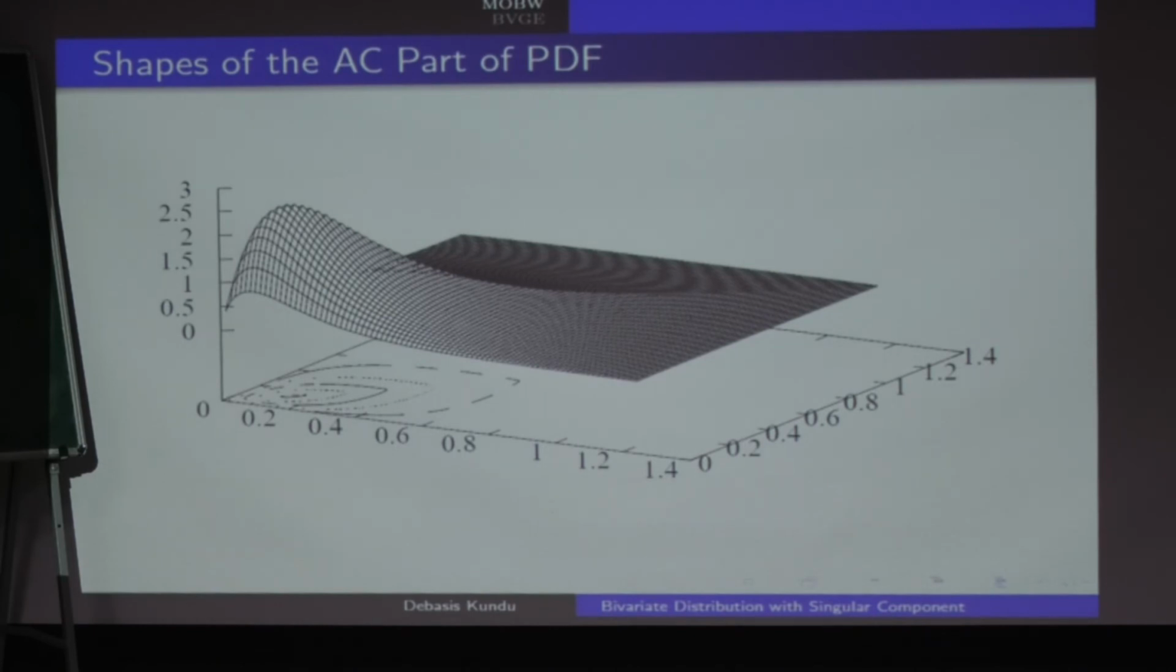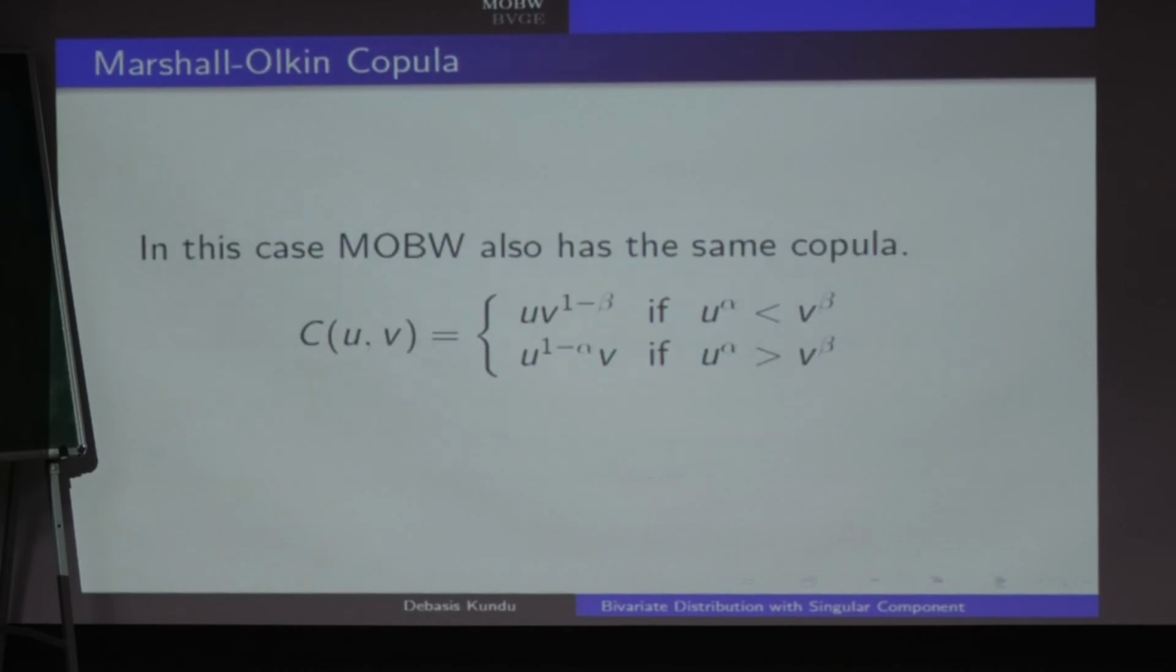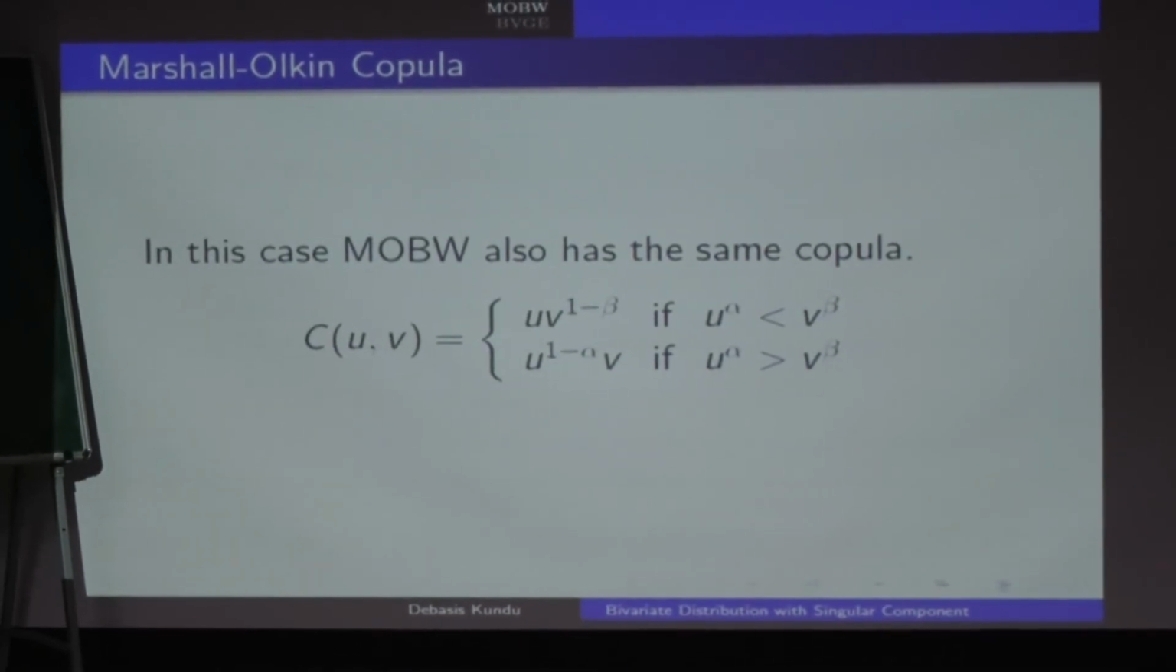These are some of the shapes of the joint probability density function. Now you can see that it can take a unimodal shape depending on the shape parameter alpha. Okay? So now if you go back, do the same calculations.